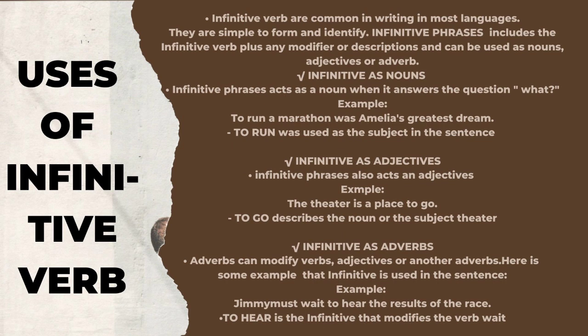Next is the infinitive as adjectives. Infinitive phrases also act as an adjective. Example: The theater is a place to go. To go is the infinitive verb which describes the noun, the subject theater. The next, infinitive as adverbs. Adverbs can modify verbs, adjectives, or other adverbs. Here is an example of an infinitive used in a sentence. Example: Jimmy must wait to hear the result of the race. To hear is the infinitive verb that modifies the verb wait.